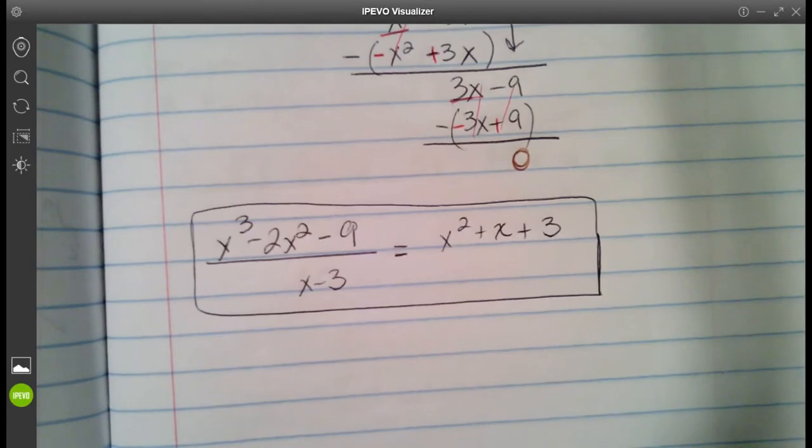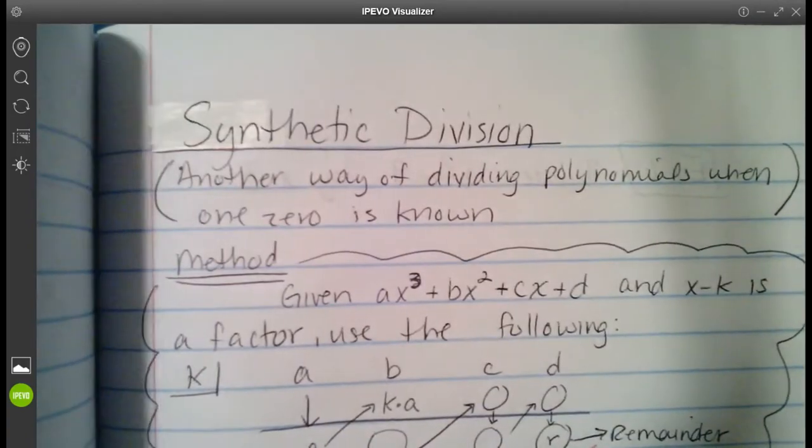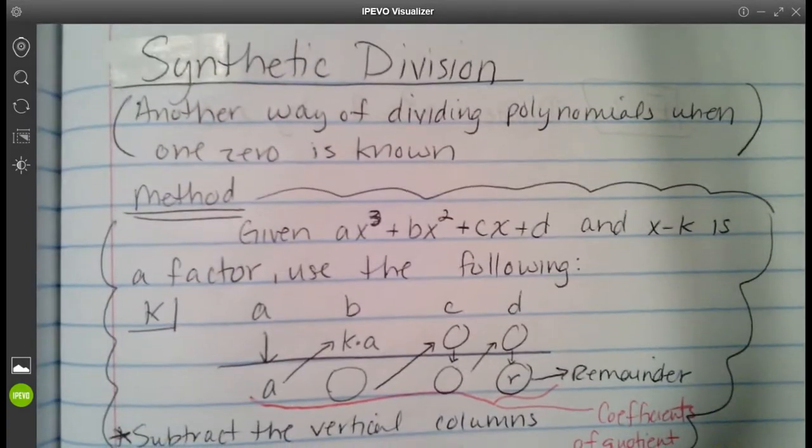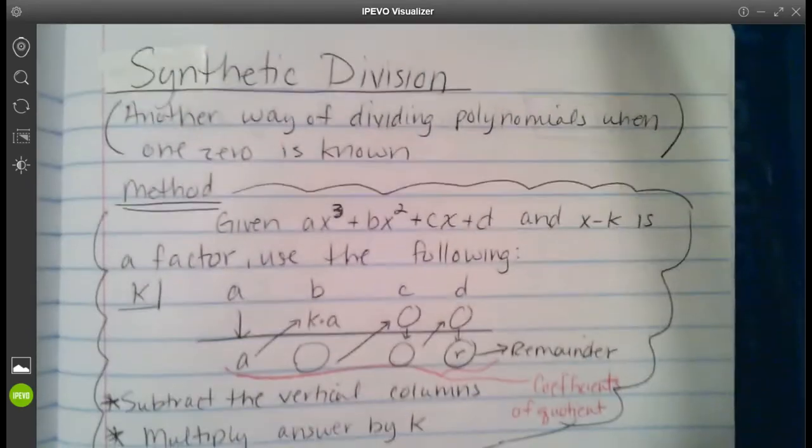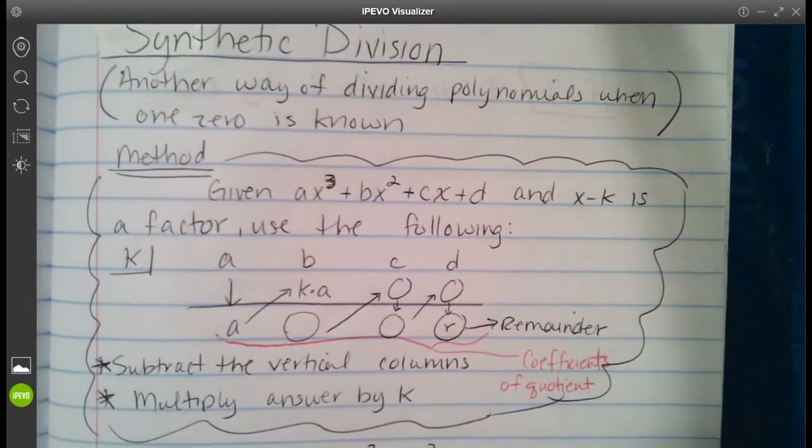Okay, and that is it for long division. Now, really brief, this one shouldn't take too long, the next one. It's synthetic division. You might have to pause here just to copy this process. I hope you've seen this before. If not, I don't know about you, but I like this method because I feel it's a lot simpler than long division.